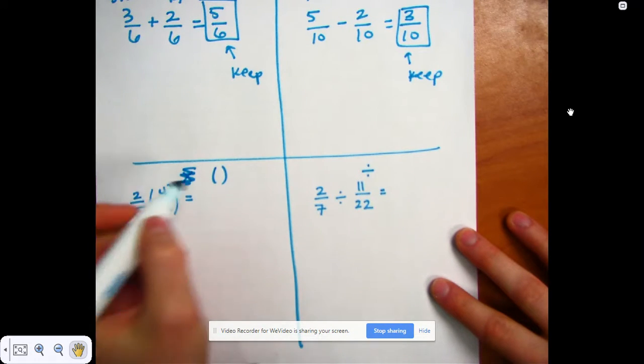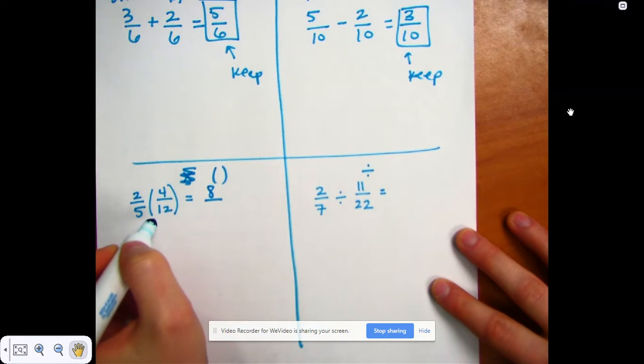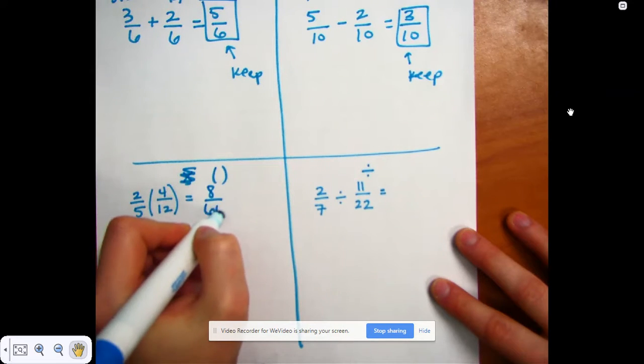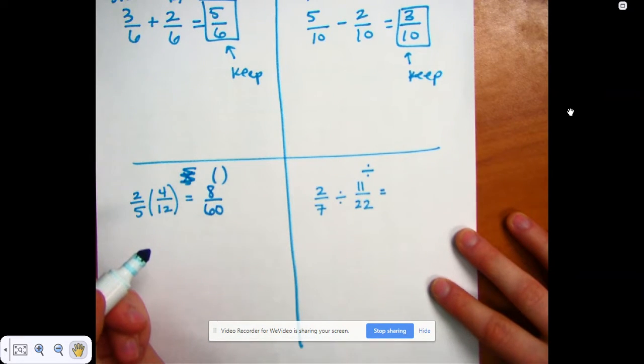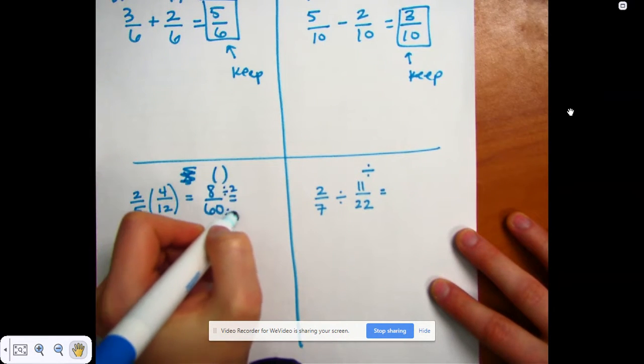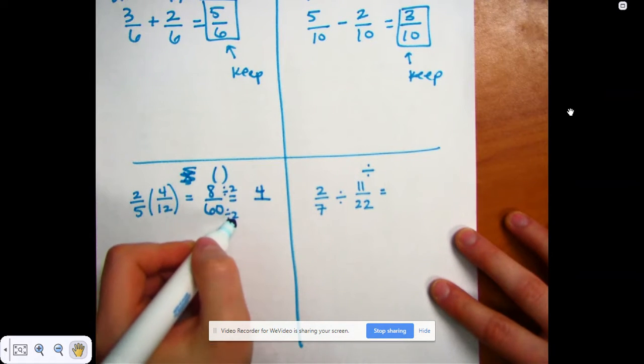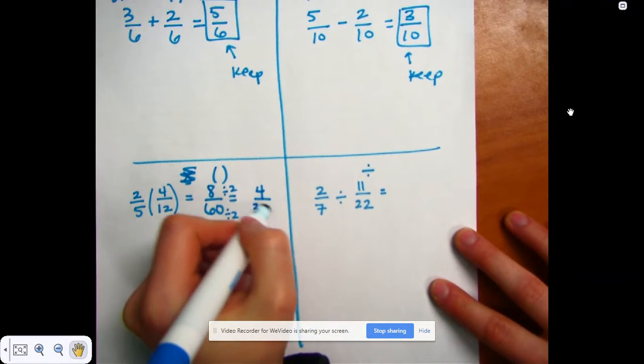2 times 4 is 8. 5 times 12. 5 times 10 is 50. 5 times 2 is 10. 50 plus 10 is 60. Now 8 and 60 have something in common. I know they have a 2 in common. So if I divide them both by 2, 8 divided by 2 is 4. 60 divided by 2 is 30.